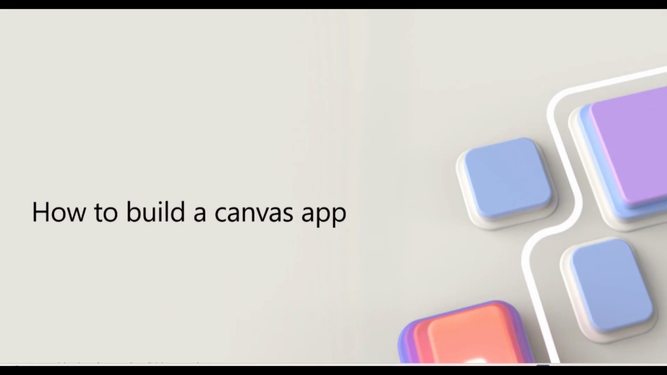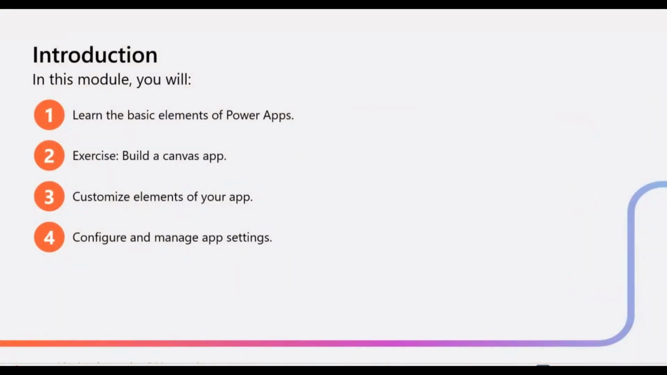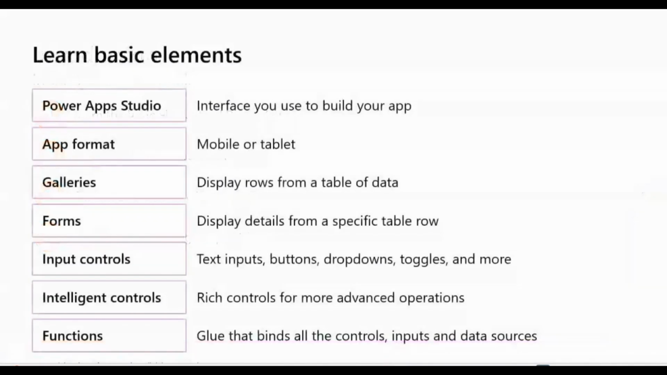And now we should be knowing how to build a Canvas app. In this, we will be learning the basic elements of Power Apps. There's an exercise to build a Canvas app, which we will be doing practically. Then we will be customizing the elements of the application and configuring and managing the app settings. So these are some of the pointers that we are going to cover in this module.